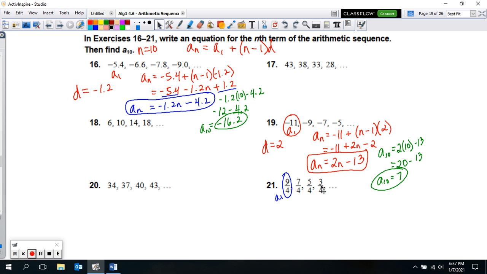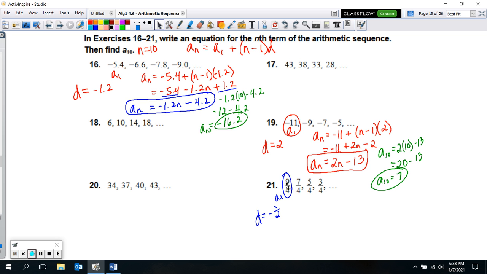Well, yeah, this is getting smaller because obviously 9/4 would be like 2 and 1/4. This would be like 1 and 3/4. This is going to be 1 and 1/4, and then 3/4. So it is going down in the negative direction, getting smaller every time. And it's going down by a half. It's actually going down by a half.